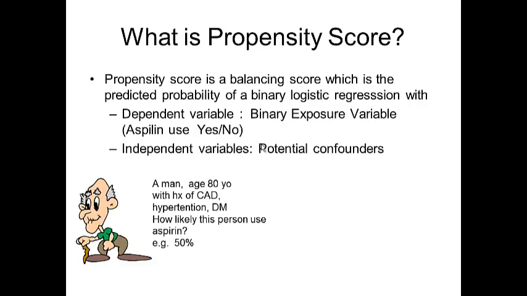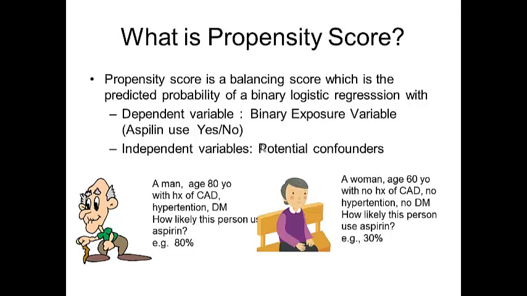So look at this man. A man whose age is 80 years old with a history of CAD, with hypertension, diabetes, how likely do you think this person uses aspirin? And you think it's 80%? That 80% is a propensity score. Let's look at another example. A woman whose age is 60 years old with no history of CAD, no hypertension, no diabetes. How likely do you think this person uses aspirin? 30%? So that is a propensity score.